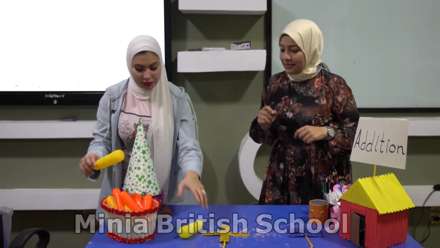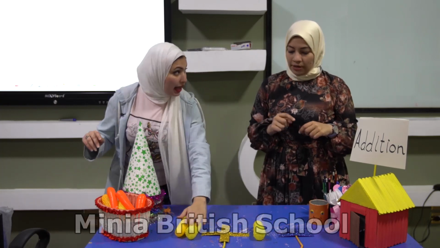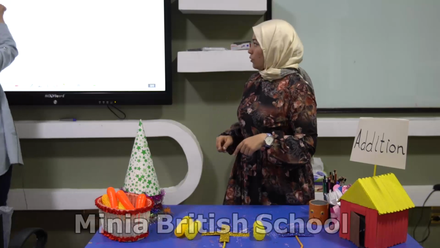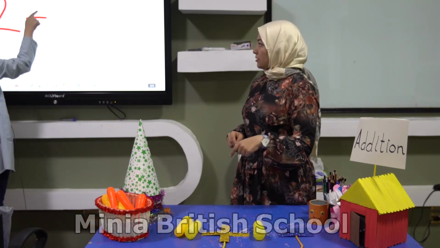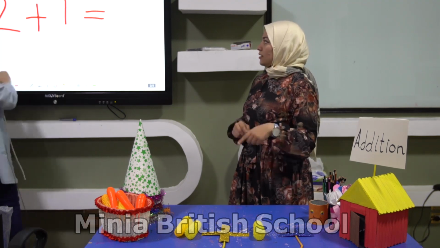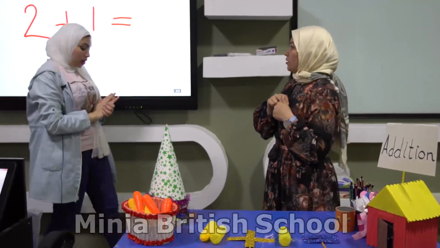Here we have corn. How many corn here? Two. And another one. We will add these together. How many corn? Two. Plus one. The sign equal. So the equation is 2 + 1 equal.